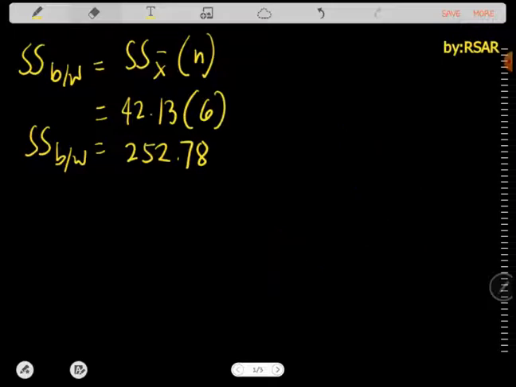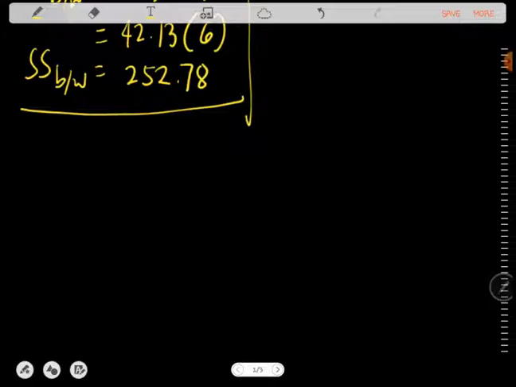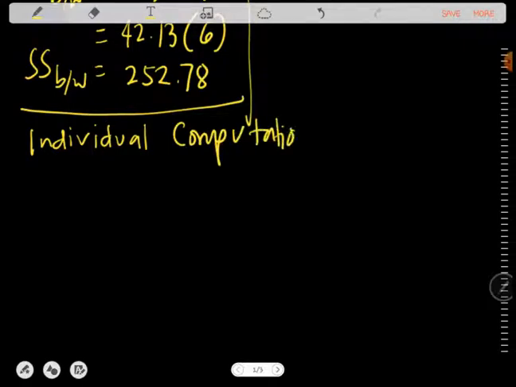Okay, next. Kunin naman natin yung individual computation. Kasi ito, di ba, yung SS natin na nahahanap dito is para sa lahat ng sample. Okay? So, kunin naman natin yung individual computation nito. Okay? Para mahanap natin yung error. So, individual computation. Ibig kong sabihin dito is yung individual computation ng treatment. Okay? So, unahin natin yung sa cognitive.